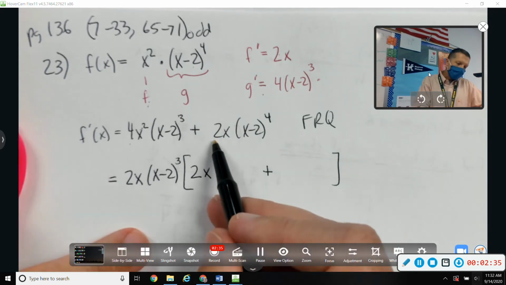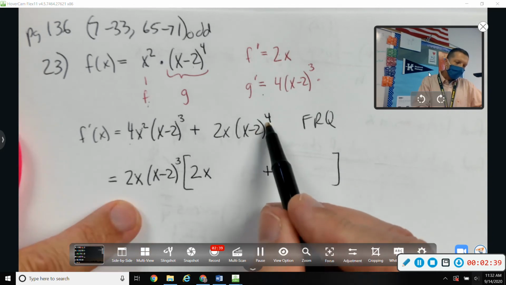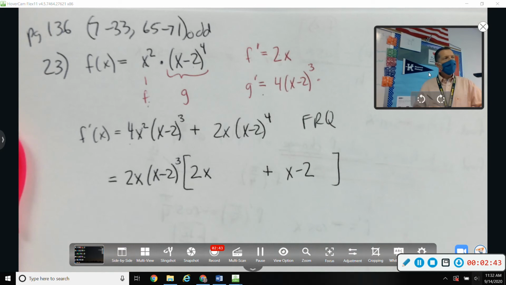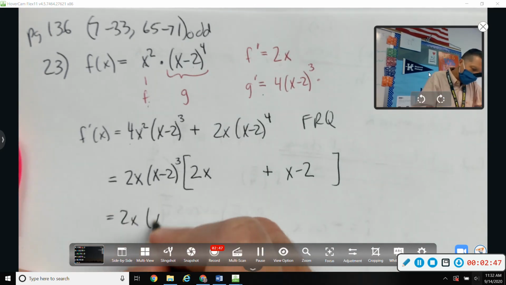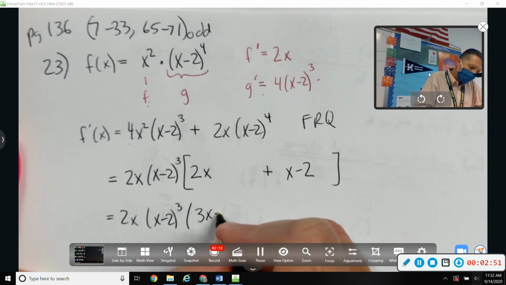Second term, I took the 2x, so that's gone. And I took 3 of the (x minus 2)'s, so there's one left. So 2x, (x minus 2) cubed, and (3x minus 2).